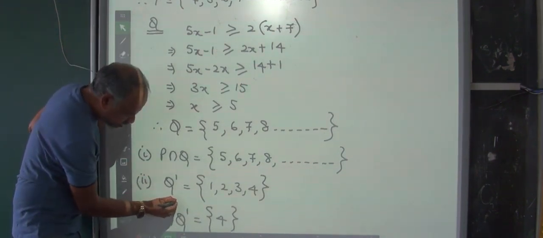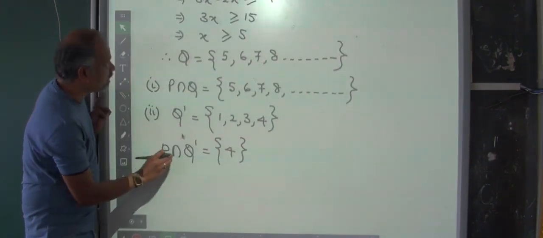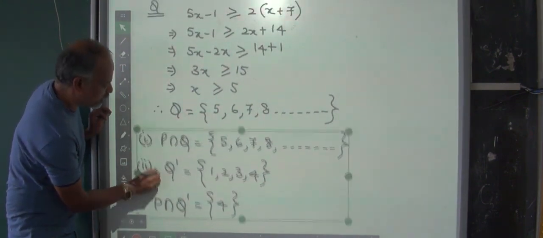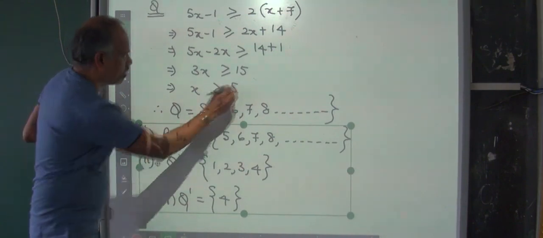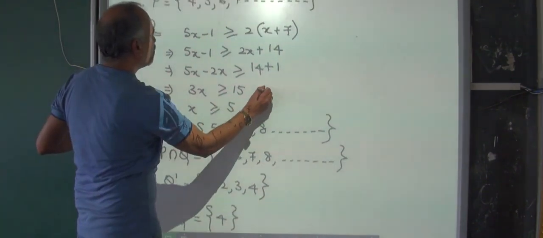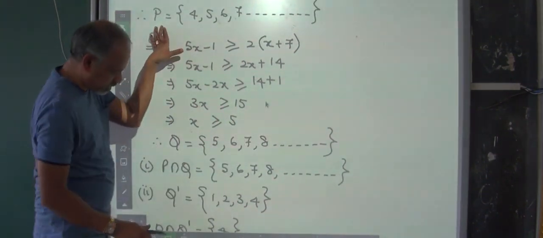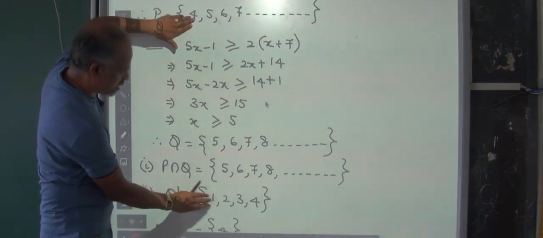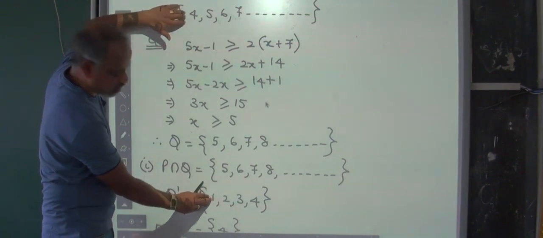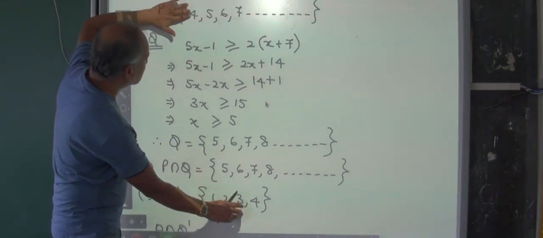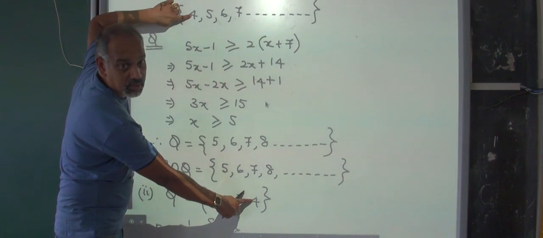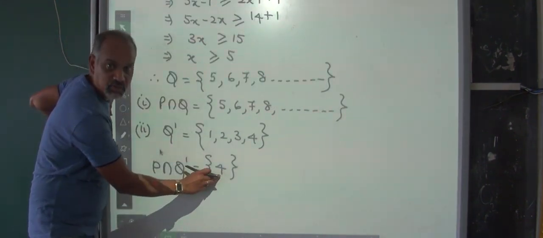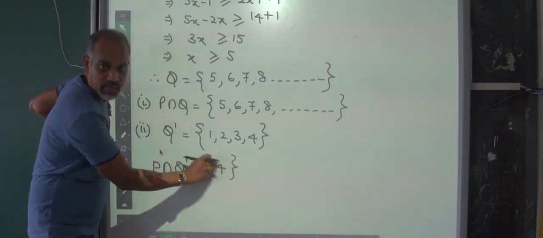But the question was, you have to find P intersection Q dash. Means what is common between P and Q dash, this one. Okay. Look at both of them. There's a 1 here, it's not here, it's not common. 2 not common, 3 is not common. There's only a 4 which is common. Okay. So P intersection Q dash has only one element which is common, that is 4. So write that as a set.